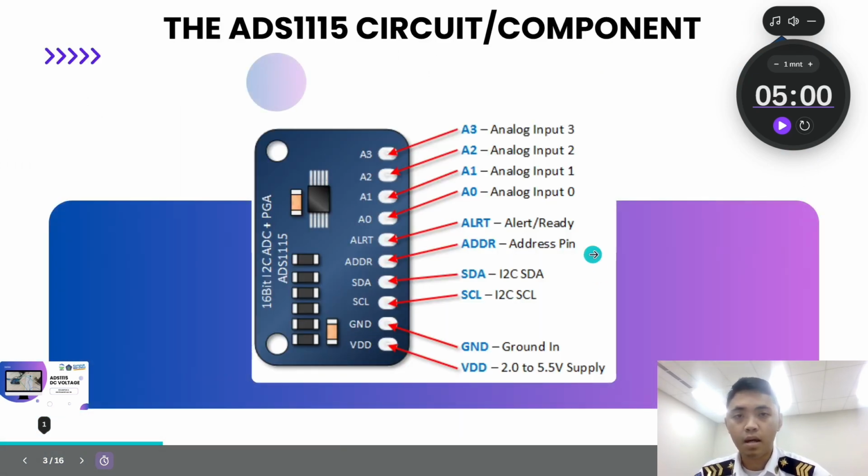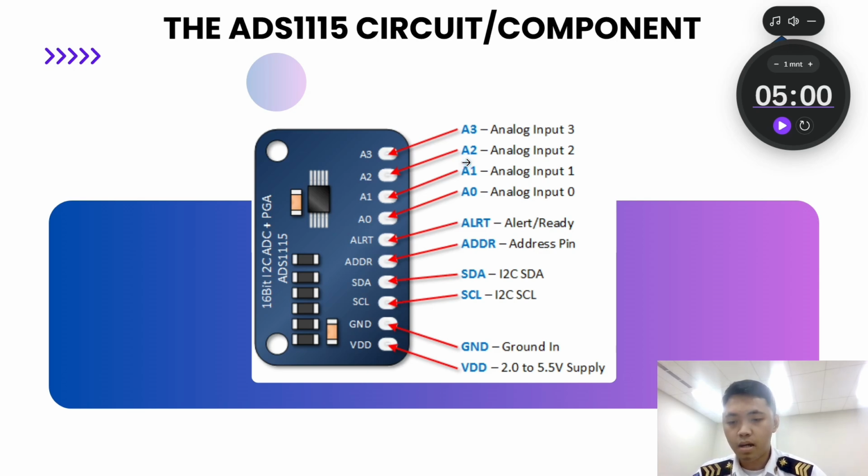This is the ADS circuit component. ADS is a 16-bit analog to digital converter, or ADC. It enhances the precision of analog signal reading compared to the Arduino internal 10-bit. In this project, we used it to measure variable voltage generated by a potentiometer.